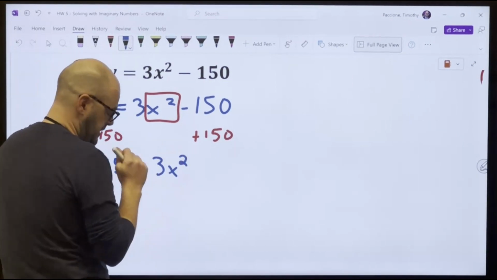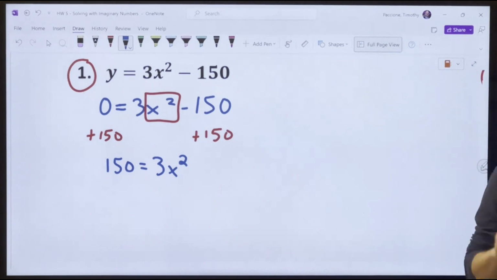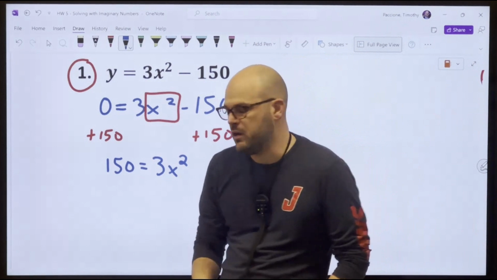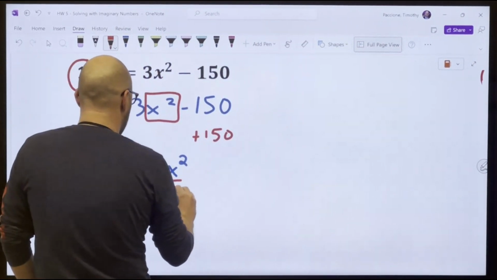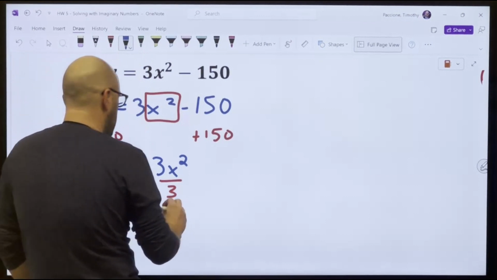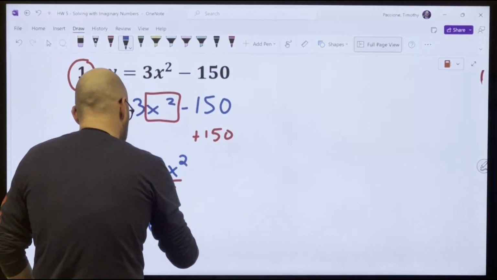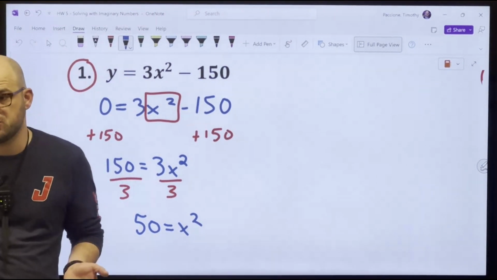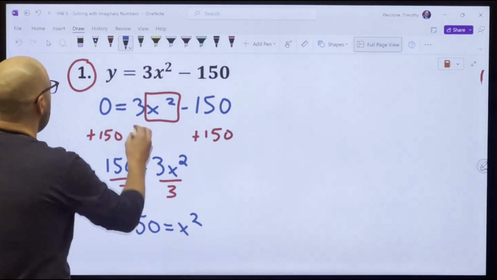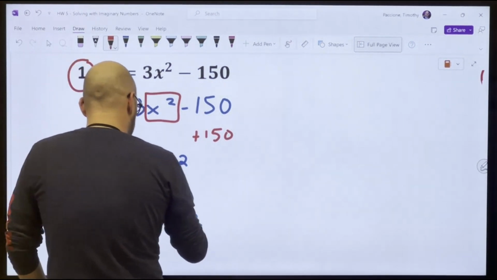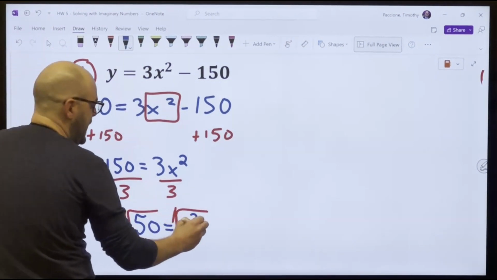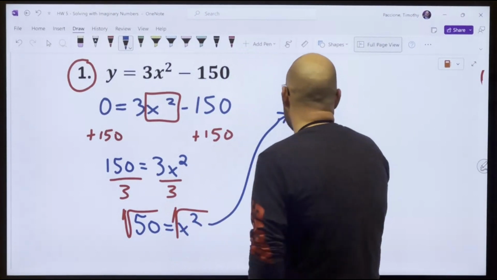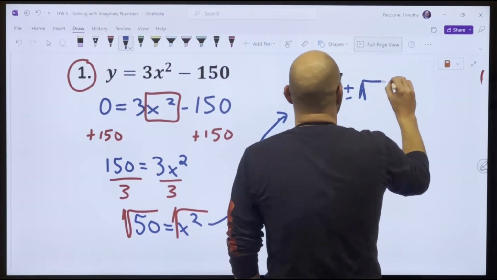Now, I have not yet isolated the square. I need to keep going by dividing by 3, right? Because it's multiplying by 3, so we divide by 3. Always do the opposite. And I get 50 equals x squared. Okay? Once the square is isolated, it's by itself, you're ready to square root. Even if there's not a perfect square on the other side, right? Even if there's a negative on the other side, you got a square root. So I get x on one side, and then on the other side, I get plus or minus the square root of 50.